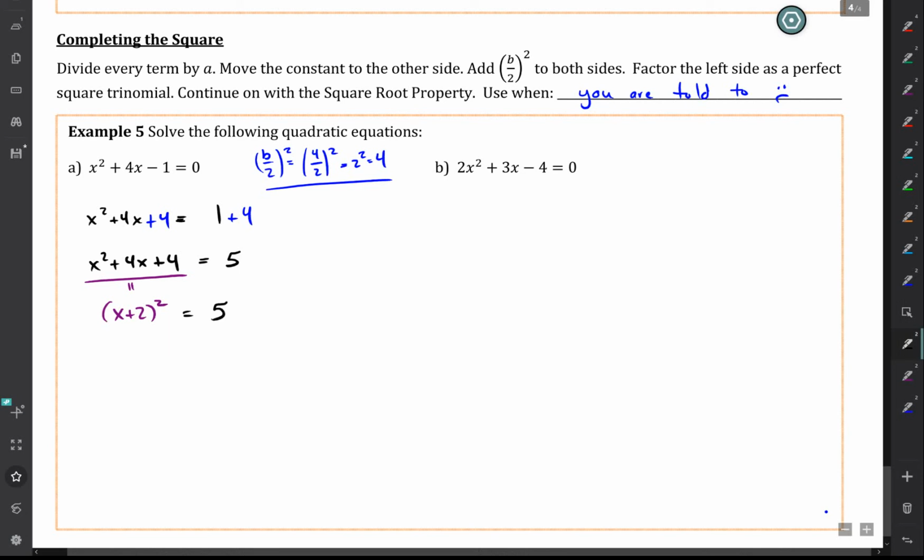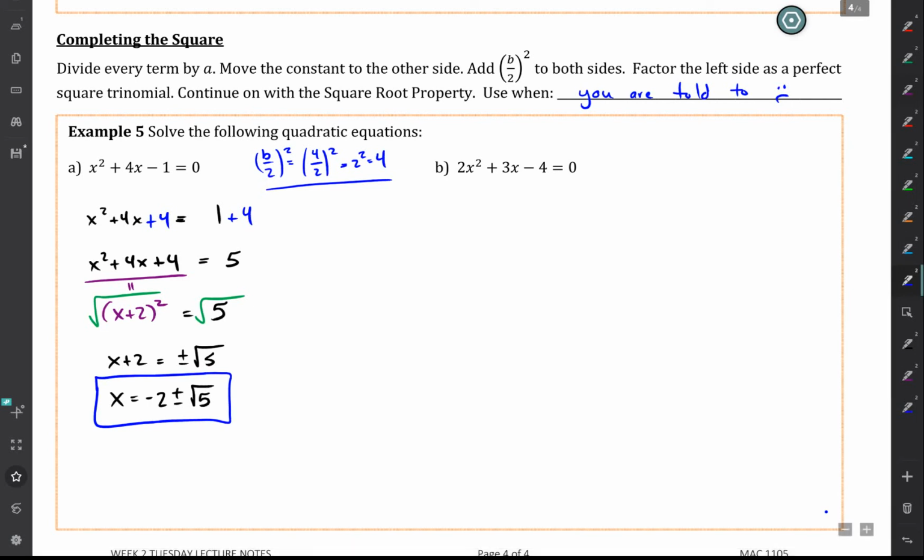And now you can use the square root property. So you'll get that x plus 2 is equal to plus or minus the square root of 5. And so then x is equal to negative 2 plus or minus the square root of 5. Okay, so that's the first example.